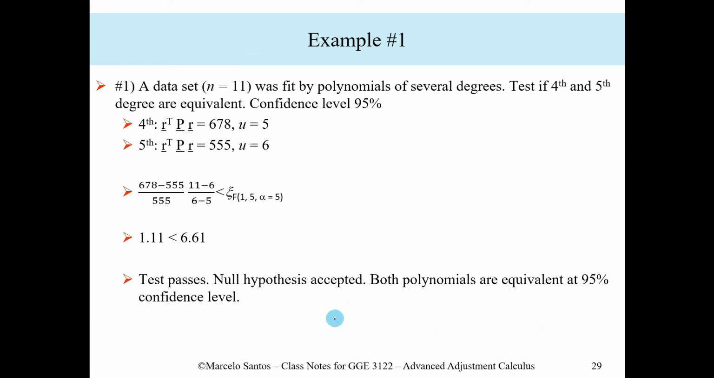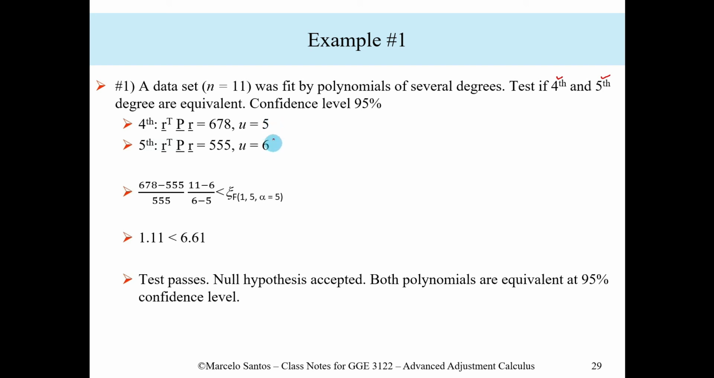Example number 1. A data set has n observations, and it was fit by polynomials of several degrees. Test if the fourth and fifth degrees are equivalent, with confidence level 95%. We are given here the quadratic form of the residuals. You would have to compute the residuals for that. But anyway, the quadratic form of the residuals for the fourth degree is 678, and for the fifth it is 555.